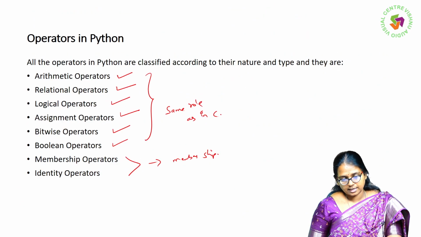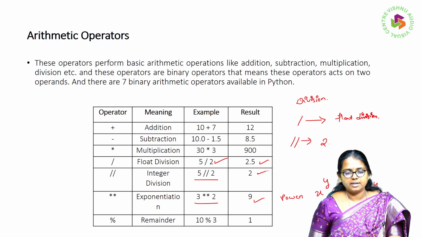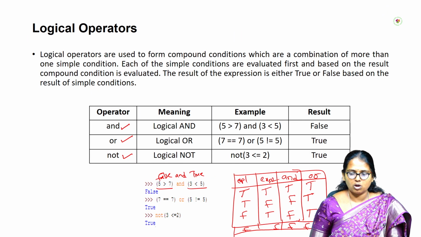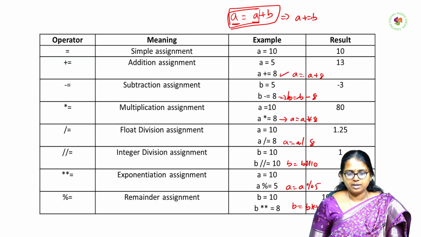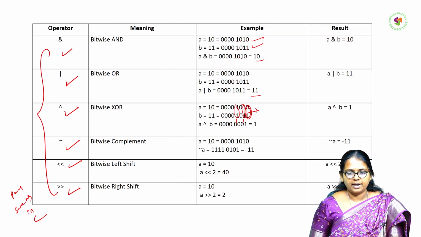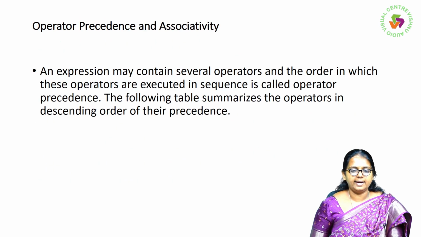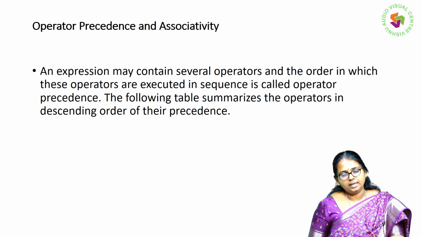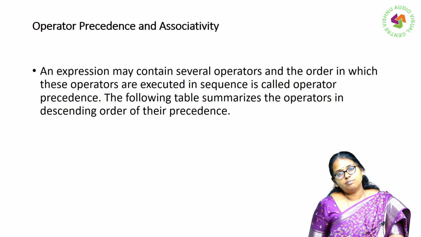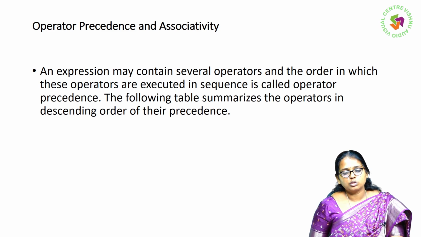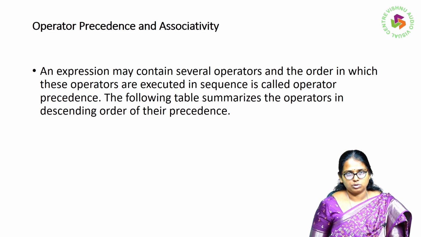What are the operators in Python? Arithmetic operators, relational operators, logical operators, assignment operators, bitwise operators, Boolean operators, membership operators, identity operators. When an expression has several of these operators, which operator do we need to perform first? For that, we use operator precedence and associativity.